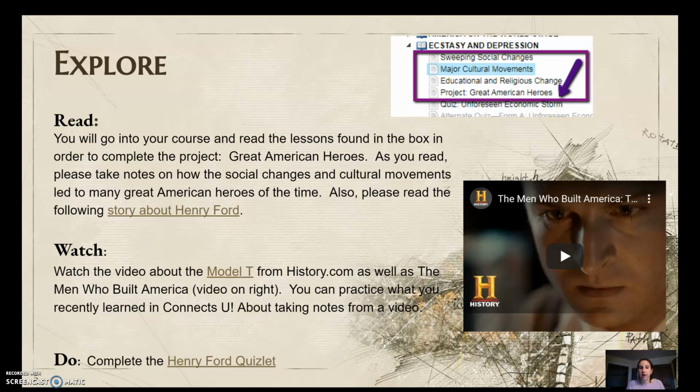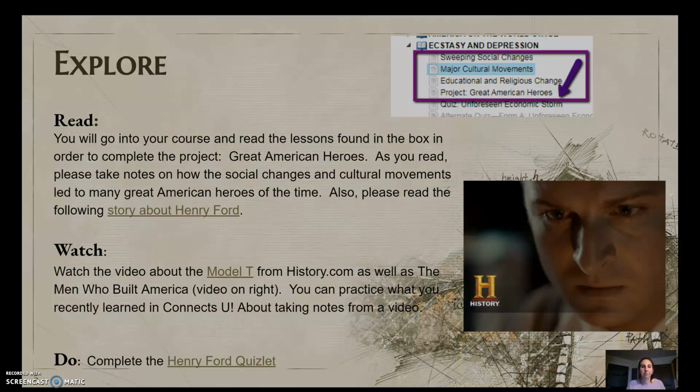And there's 2 videos that I thought were very, very good. One's about the Model T from history.com, as well as the Men Who Built America. And this was actually a series, and a short video clip is on the right. You can practice what you've been learning about taking notes with readings as well as notes with short videos. Okay, so you can do the Cornell, you can do the concept mapping, you can do outlining. There's so many things, pausing videos, rewinding videos, and then there's a small Quizlet on Henry Ford below. But like I said, you're going to learn about many, many American heroes, not just inventors, but you're going to learn about artists, musicians, all sorts of different people, writers.